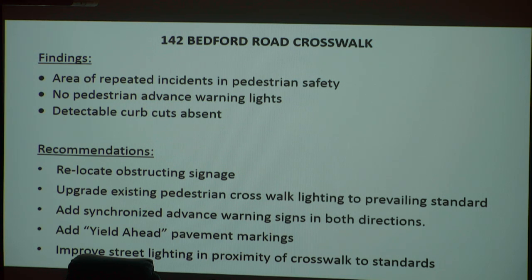And put in detectable curb cuts so that people with vision impairment can understand that they're leaving the pathway and going into the road. So those are the recommendations. Relocate the obstructing signage, upgrade the crosswalk to the prevailing standard, then add advance warning that synchronizes to the crosswalk lights themselves, paint some yield ahead markings on the pavement, and improve the lighting in the direct area of the crosswalk.